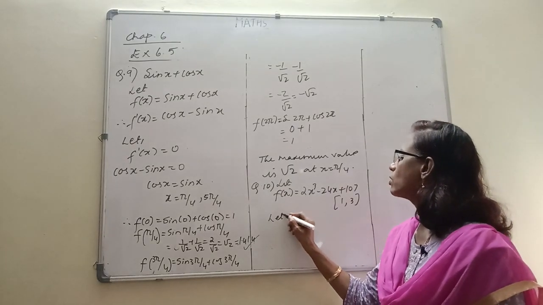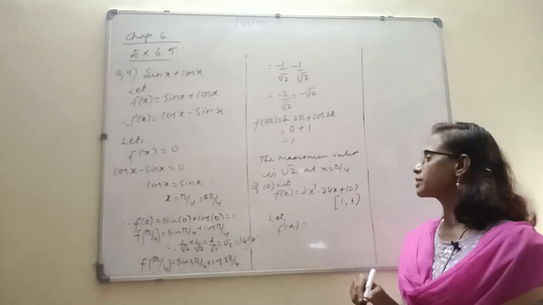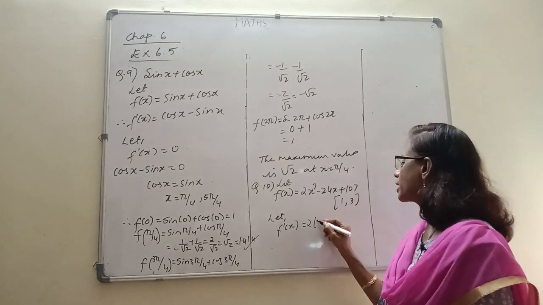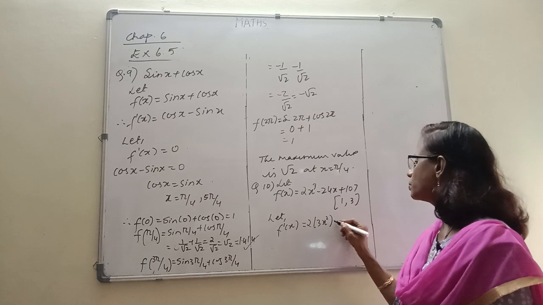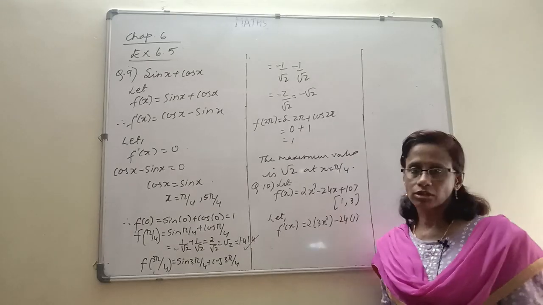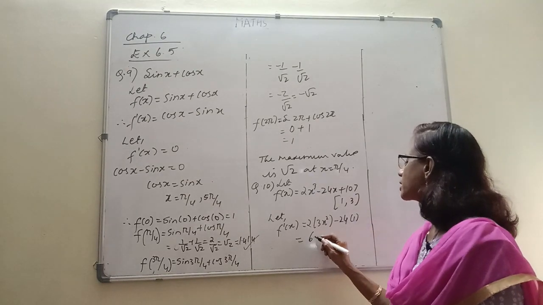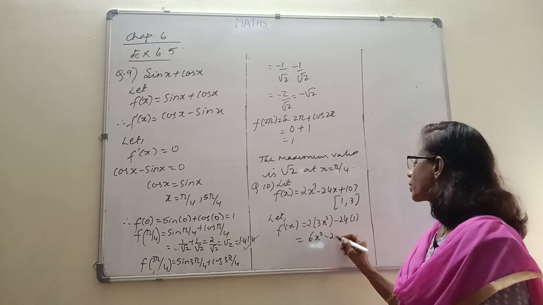So first, let's find the critical points. Let's find the first derivative, that is f dash x. It's going to be 2 times 3x squared for x cube, and for 24x the derivative is 24, and 107 is a constant, so no derivative. So this is our derivative: 6x squared minus 24.